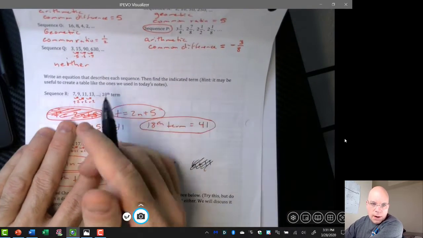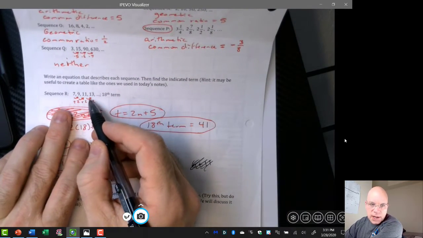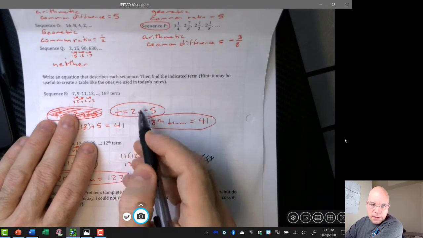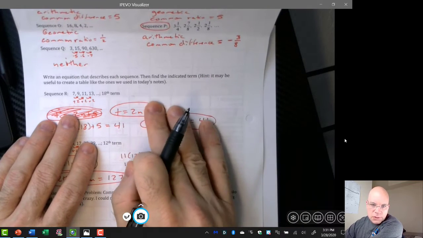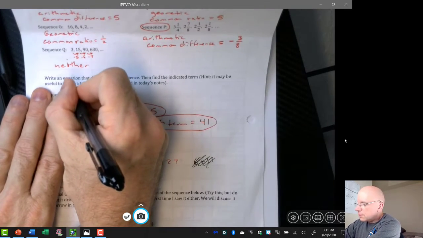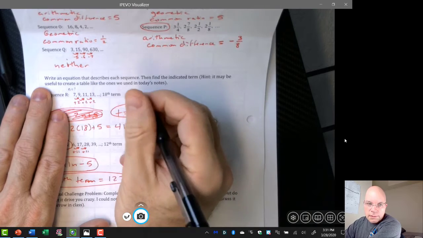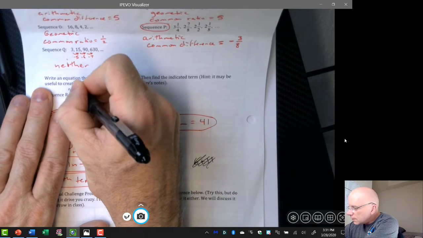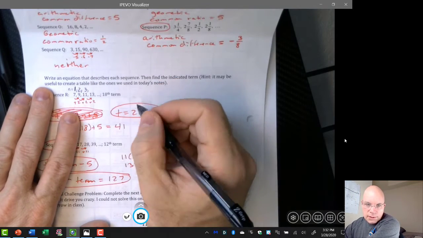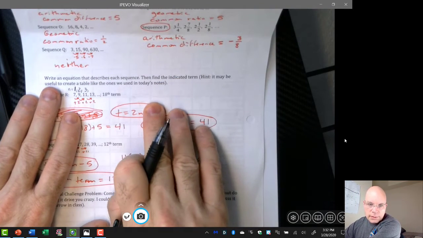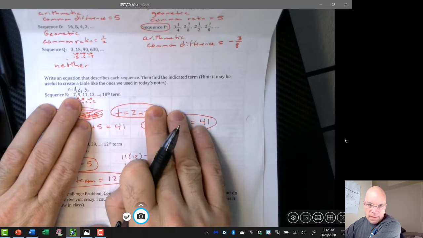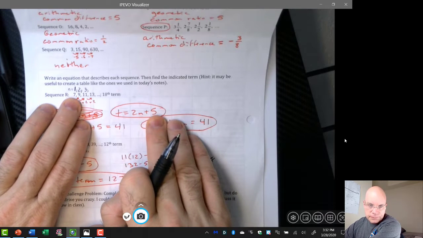For sequence R, it's increasing by 2 each time. So the rule would start out with 2n, but here's the other thing you need to realize. N is 1 for that first number in the sequence, 2 for the second number, 3 for the third number, etc. So when n is 1, 2n would just be 2, but I need 7, so I need 5 more than that, and that's where the plus 5 comes from.